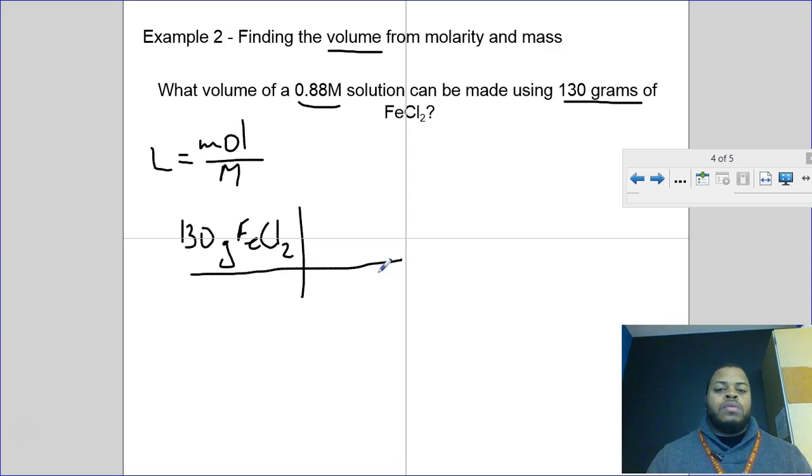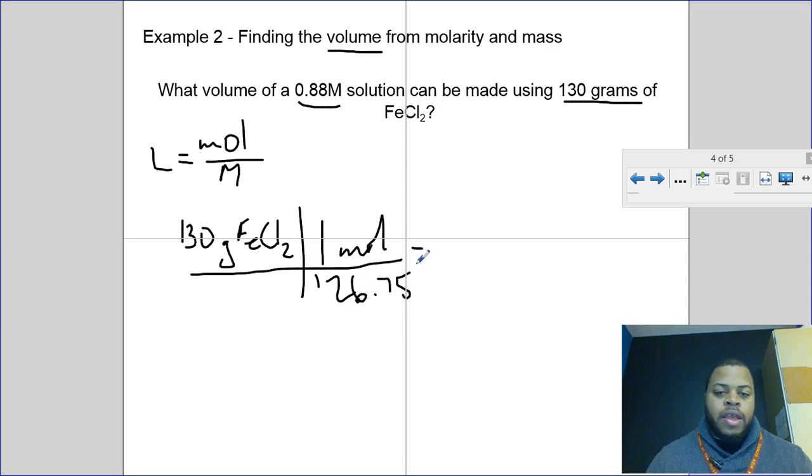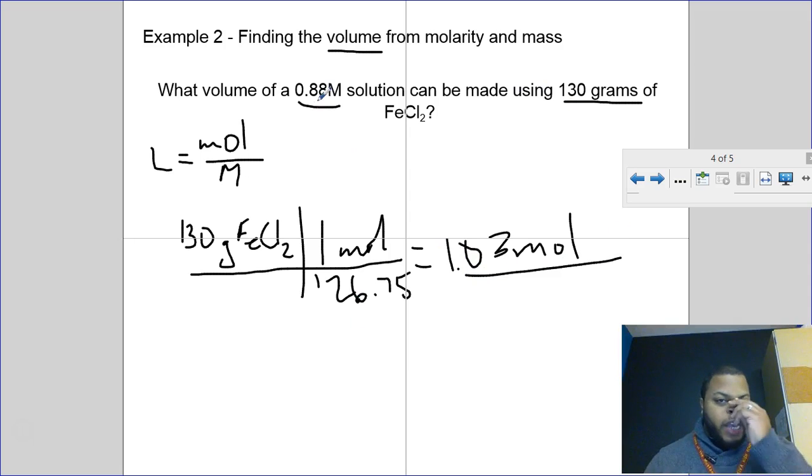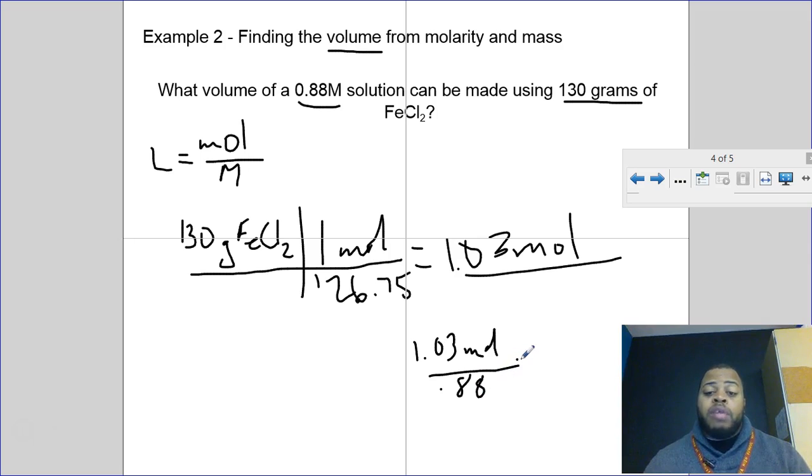Make my table. And 1 mole's at the top because that's the unit I want. And now 55.85 plus 70.90 gave me 126.75. 130 divided by 126.75, 1.02 moles, or 1.03, sorry. Okay, now I have my moles. I already had my molarity, so 1.03 divided by 0.88. And again, I can tell my value is going to be greater than 1 because my numerator is larger. So 1.03 divided by 0.88, and I got 1.17 liters as a final answer.